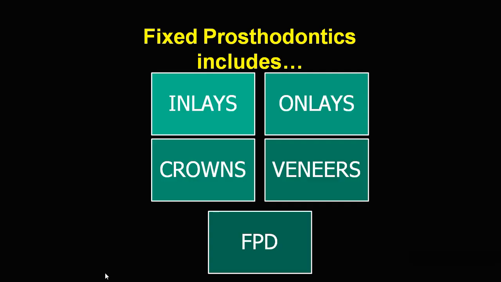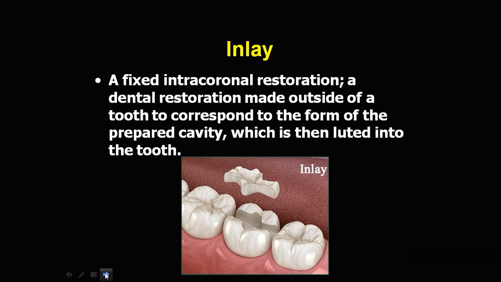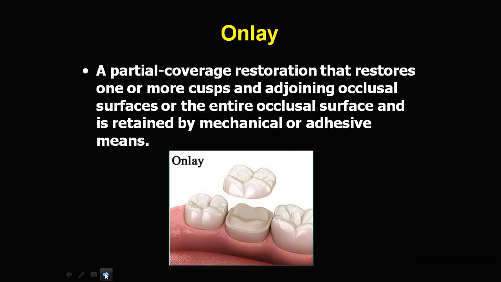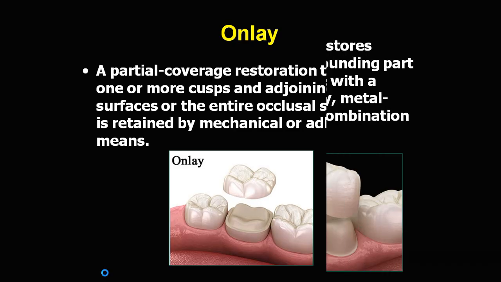Fixed prosthodontics includes inlays, onlays, crowns, veneers, and fixed partial dentures. An inlay is a fixed intracoronal restoration, a dental restoration made outside of a tooth to correspond to the form of the prepared cavity, which is then luted into the tooth. An onlay is a partial coverage restoration that restores one or more cusps and adjoining occlusal surfaces or the entire occlusal surface and is retained by mechanical or adhesive means.